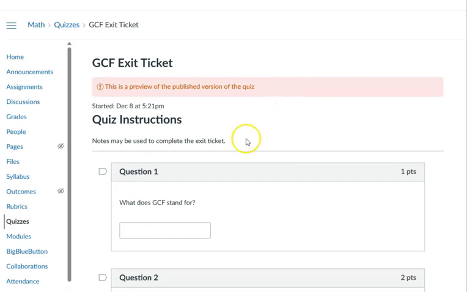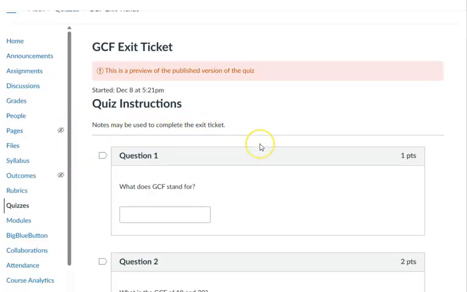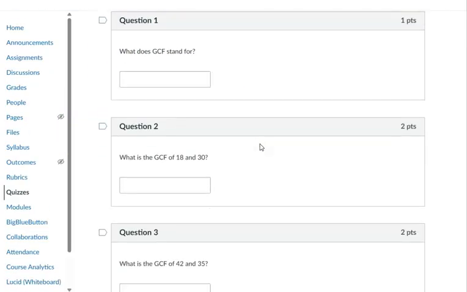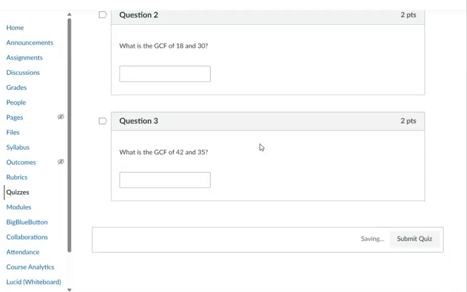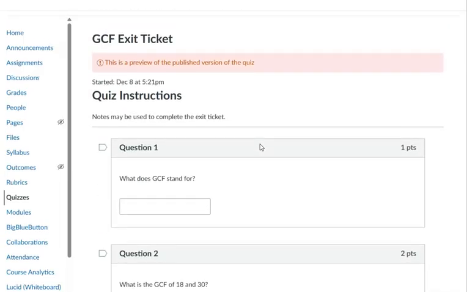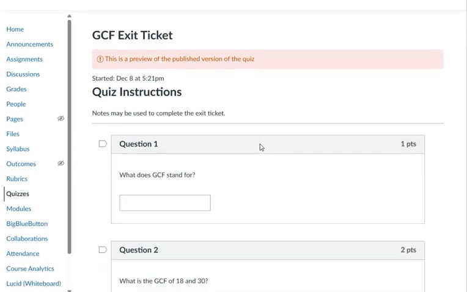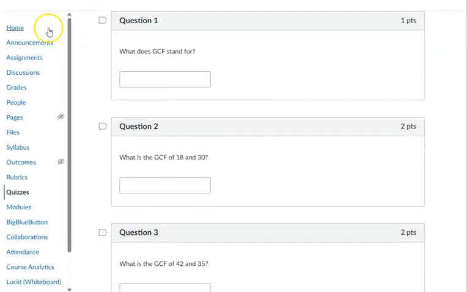So each exit ticket has the description that they can use notes to complete it. And exit tickets are not worth a whole lot of points, but it gives the teacher an understanding of what the students have learned after the notes.